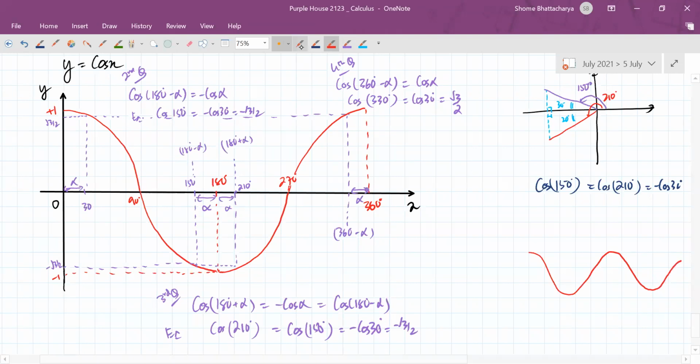Okay. But the difference is that it starts from 1. Starts from 1 at theta equal to 0. And this is 360 and then it repeats itself.